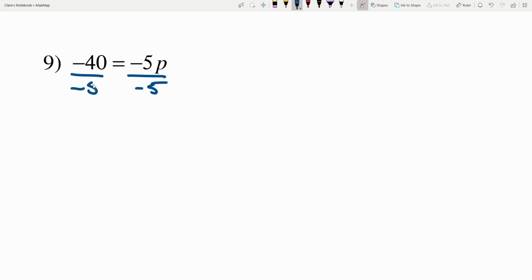And remember, I know this is repetitive, but you need to remember this for future equation solving. Whatever I do to the right-hand side of my equation, I need to do to the left-hand side and vice versa. So because I divided by a negative 5, I need to do so on both sides of my equation. So negative 40 divided by negative 5, negative divided by a negative is a positive, and 40 divided by 5 is 8. So 8 equals 1 times p. So 8 is equal to p.